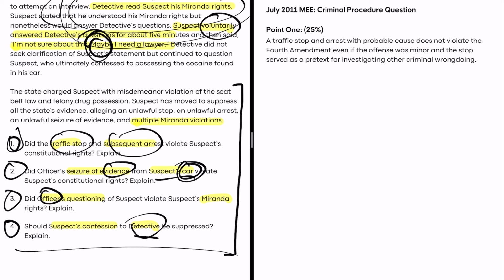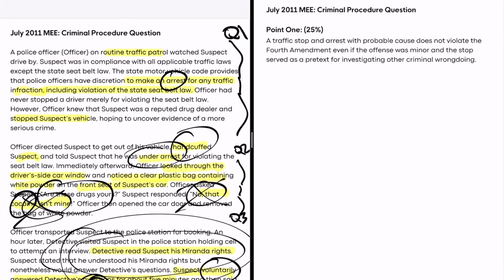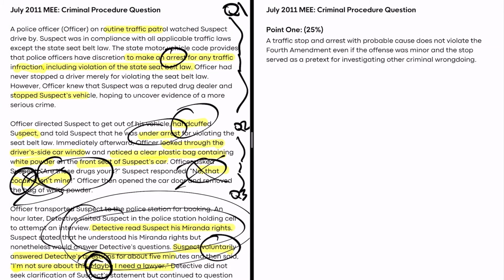Here, the bar examiners were looking for examinees to conclude that a traffic stop and arrest with probable cause does not violate the Fourth Amendment, even if the offense was minor and the stop served as a pretext for investigating other criminal wrongdoing. Okay, this goes back to paragraph number 1. We already talked about this. The idea is it doesn't matter what the police officer's own motivations are.